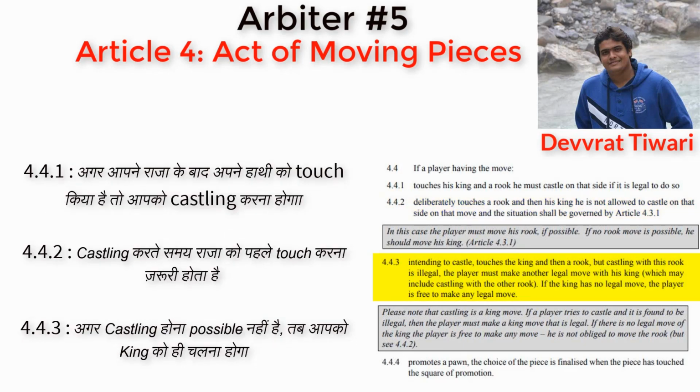Our next article, Article 4.4.3, is very important from your exam perspective. It says that if you have touched your king and castling is not possible in that particular position, then as per the touch and move rule, the player has to make a move with his king. In case you cannot move your king as well, then your act will be considered as the first illegal move and the player will be penalized by the arbiter using Article 12. That will be discussed later.